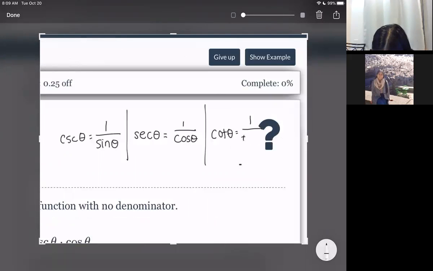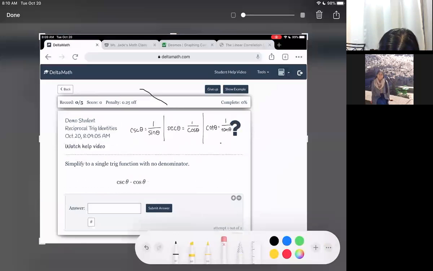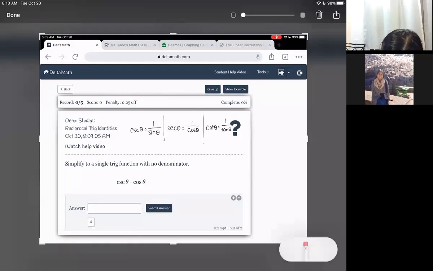I didn't expect the question mark there. But yeah, so cosecant is 1 over sine, secant is 1 over cosine, and cotangent is 1 over tangent. I'll give you guys 15 seconds to write this down. Ten more seconds. 5, 4, 3, 2, 1. And if you didn't have it written, it's still right over there, so it's not like you can't see it.